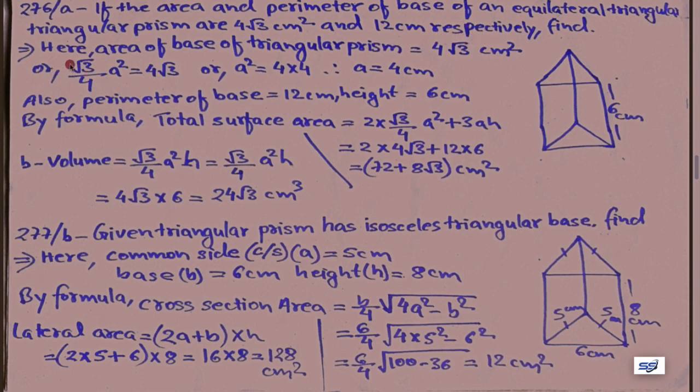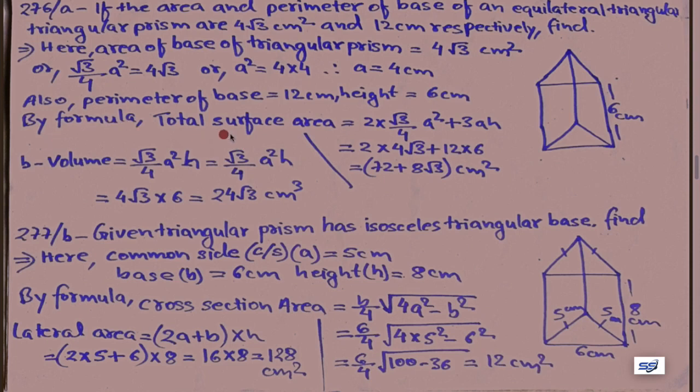Here, using all this information, area of base of triangular prism is equal to 4 root 3 centimeter square. From the question, root 3 upon 4 a square is equal to 4 root 3, or a square is equal to 4 into 4. From here, we get that a square is equal to 4 into 4. Therefore, a is equal to 4 centimeter. Also, perimeter of base is equal to 12 centimeter and height is equal to 6 centimeter, given in our question and figure.